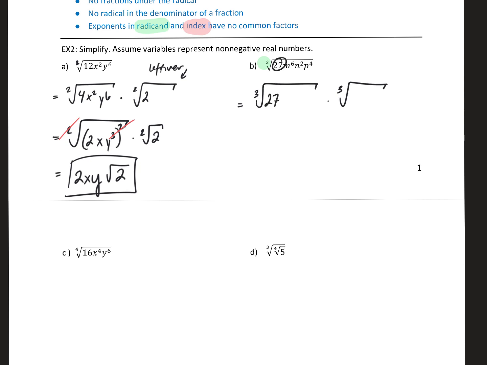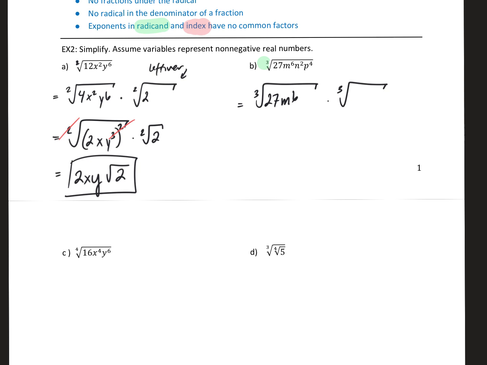Now, m to the 6th. Would that be a perfect cube? It is. So we're going to go ahead and write m to the 6th down. How do I know it's a perfect cube? Well, because m to the 2nd power cubed would give me m to the 6th. So that will be a perfect cube.